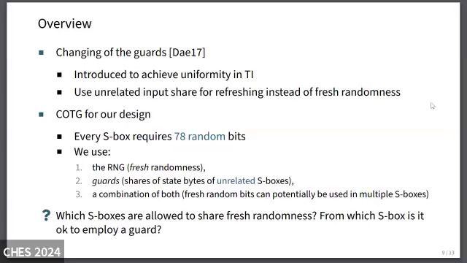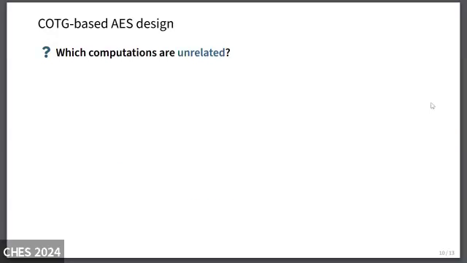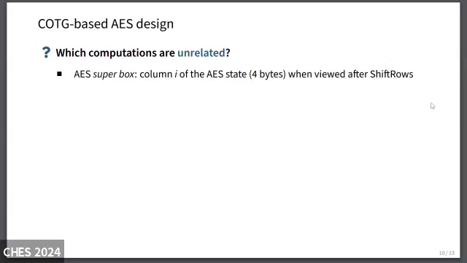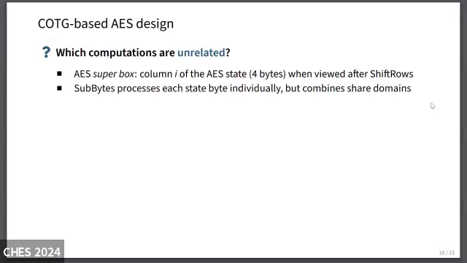Okay, and the core of taking care of that is to clarify the question: when are two computations unrelated? So when are they unrelated enough such that it is okay for them to share some randomness? And for that, we started thinking in terms of AES superboxes. A superbox is a group of 4 bytes in the AES design that refers to a column of the AES state. And there are 2 observations you can make here. First of all, the SubBytes operation will process each state byte individually, but will combine the shared domains. So if you have a shared variable, SubBytes is a nonlinear function, so it will compute on all 3 shares of your shared variable.